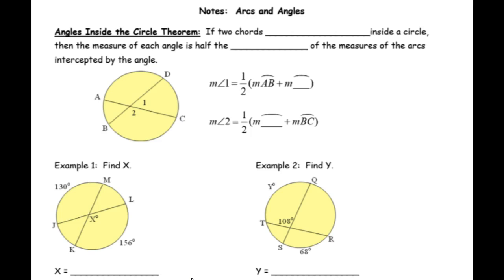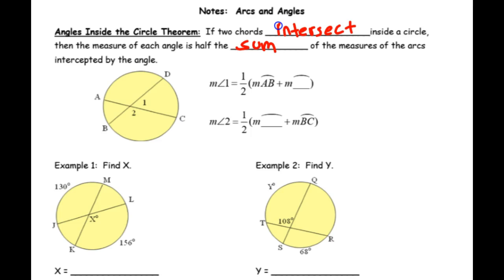We have talked about central angles before, where the vertex of the angle was the center of the circle, right? But today we're talking about three other types of angles: inside angles, outside angles, and inscribed angles, which are on the edge. Okay. So the first one is the angles inside the circle theorem. If two chords intersect inside a circle, then the measure of each angle is half the sum of the measures of the arcs intercepted by the angle.